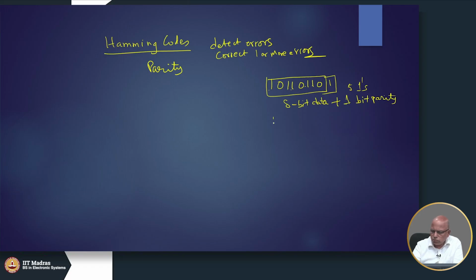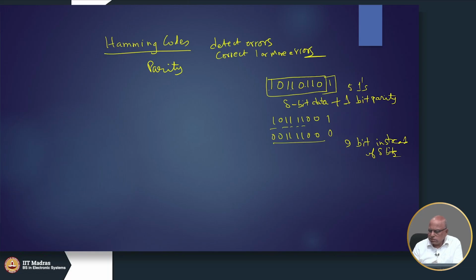And then another example, 10111100. See, here also there are 1, 2, 3, 4, 5 ones. So, we will store a 1 in order to make the parity even. In another case, it could be 00111100. See, it is already even parity. So, we have to store a 0. So, 9-bit data instead of 8 bits. See, this is done even in ASCII code.